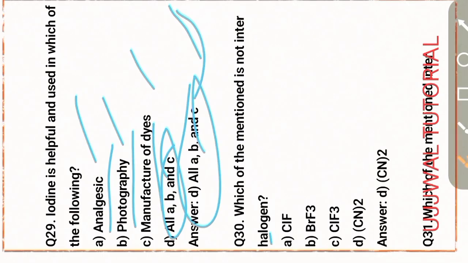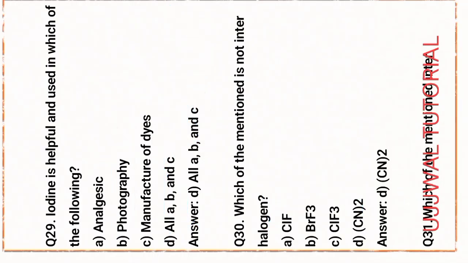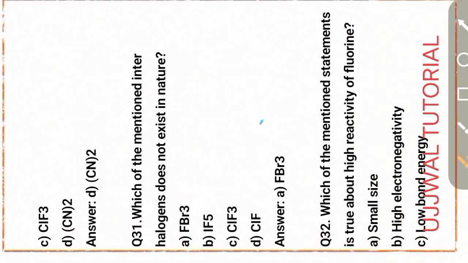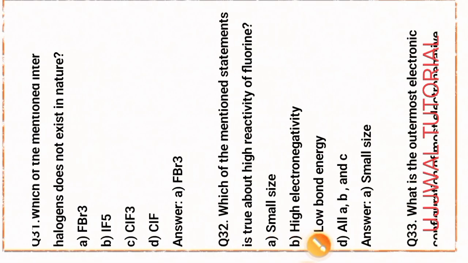Next question, question number 30. Which of the mentioned is not an interhalogen? Okay. Option D, CN whole 2. Okay. Next question, question number 31. Which of the mentioned interhalogens does not exist in nature? That is fluorine tribromide, FBr3. Option D is the right answer.